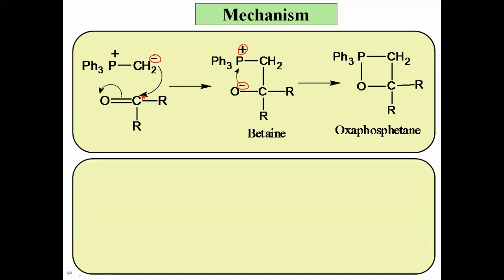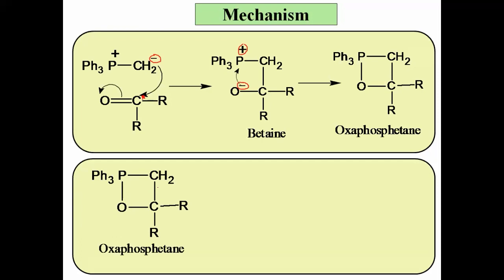Now let us see the next step. This is our oxaphosphetane. Now what happens in the next step? In the next step, some bonds undergo breaking and some new bonds are formed. Now let us see how the bonds undergo breaking.